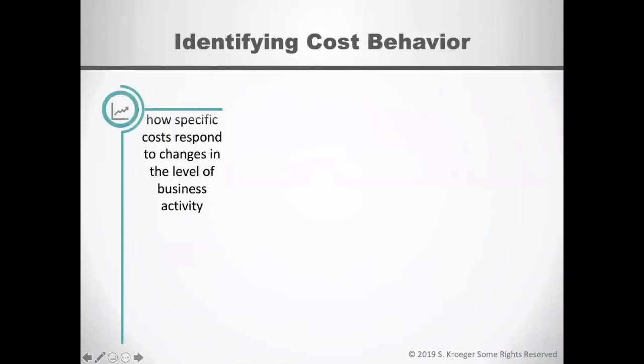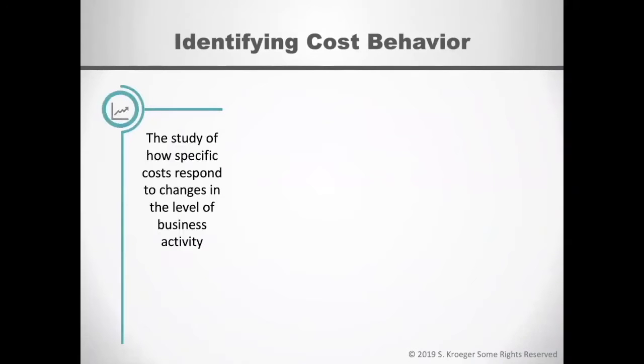We're going to begin by discussing costs. This is pretty similar to what we covered in chapter 18 when we discussed direct materials, direct labor, and factory overhead. Cost behavior is the study of how specific costs respond to changes in levels of business activity. Business activity can mean many things depending on the type of business.